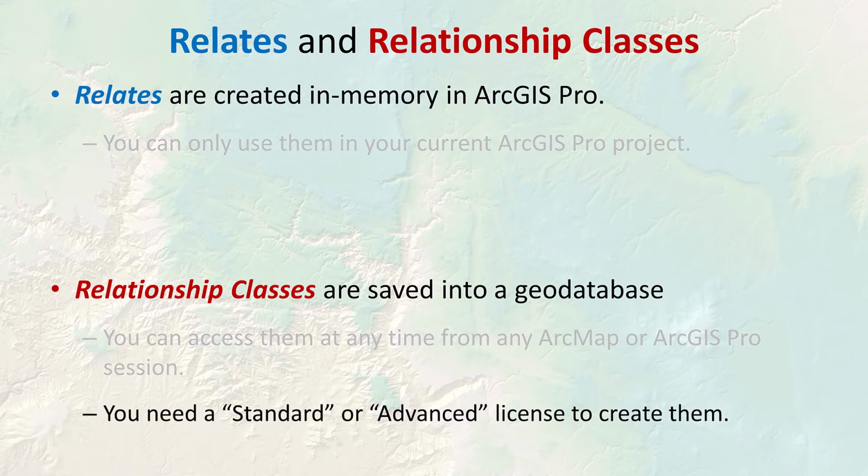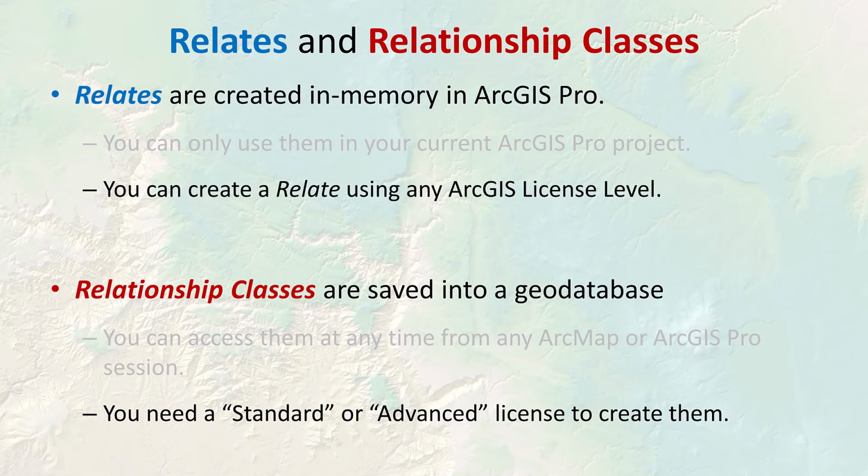Another difference is that you need an ArcGIS Standard or Advanced license to create relationship classes. You can't create them using the Basic license. This means that if you're working for a nonprofit that's running the cheapest version of ArcGIS Pro, you may not be able to create these relationship classes. Relates, on the other hand, you can create using any license level.